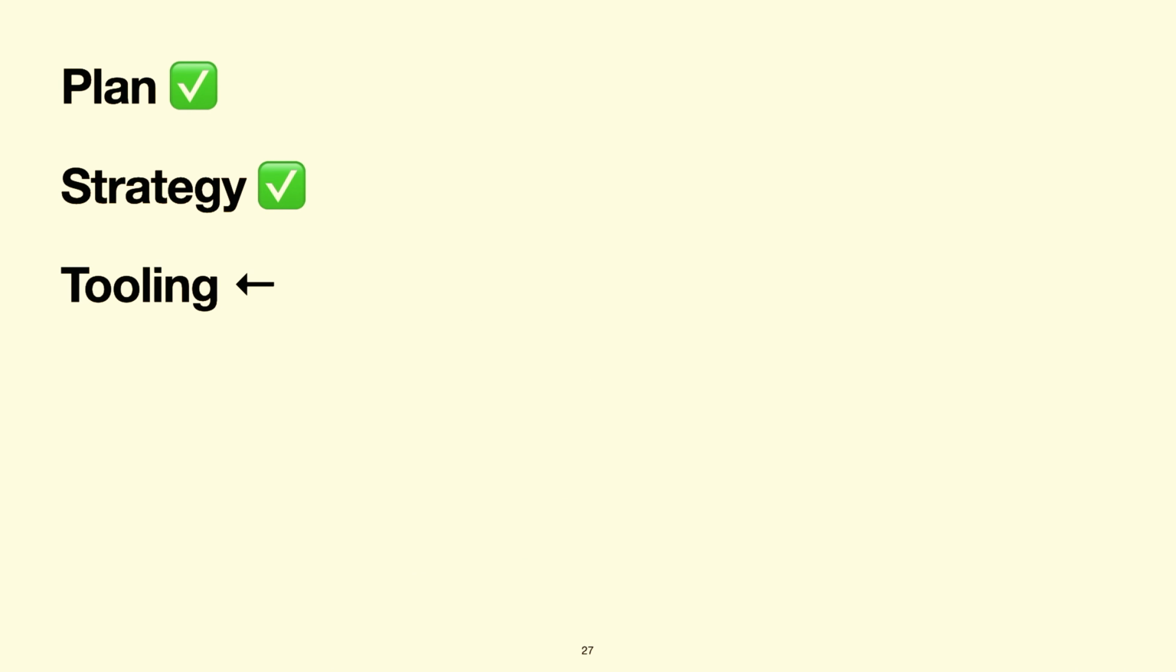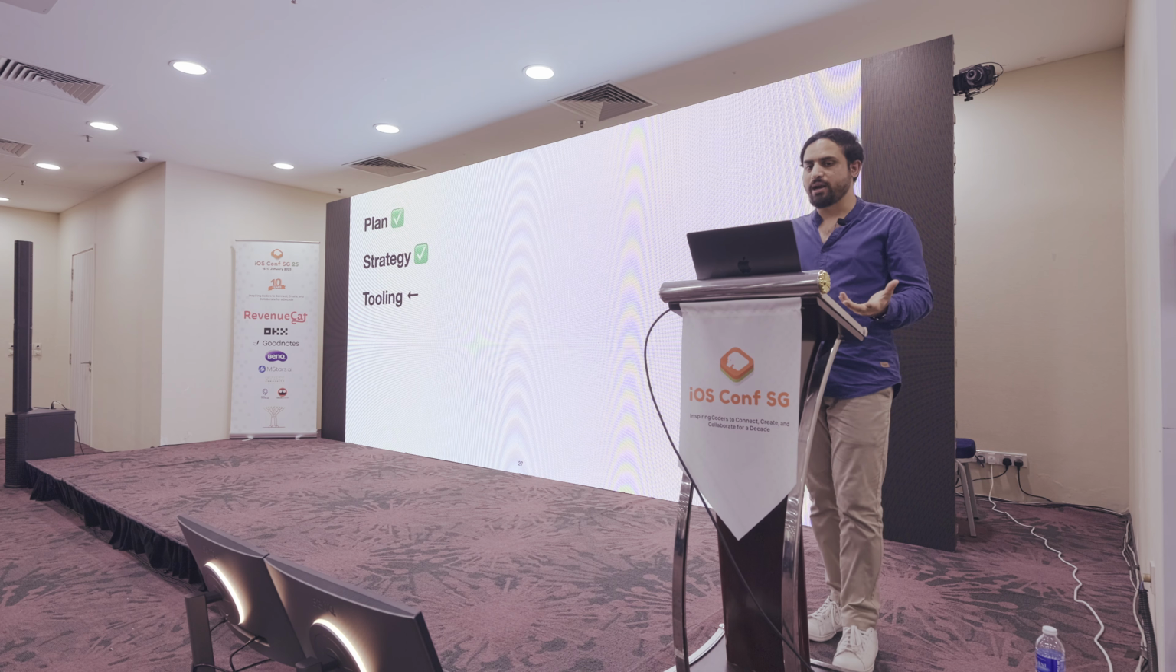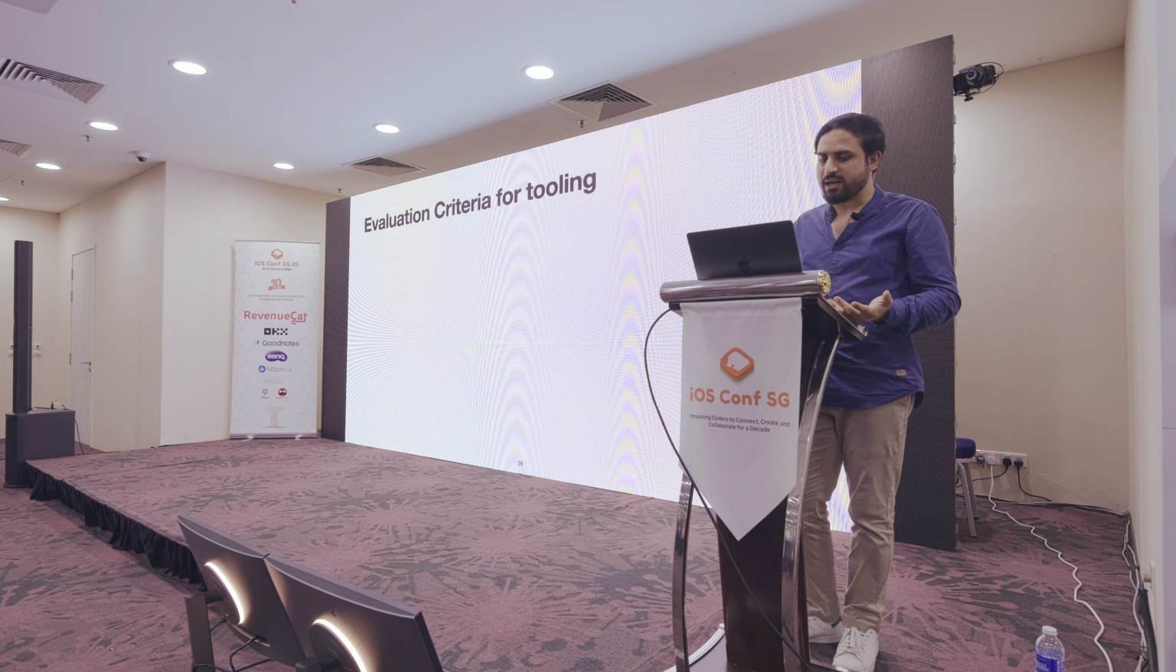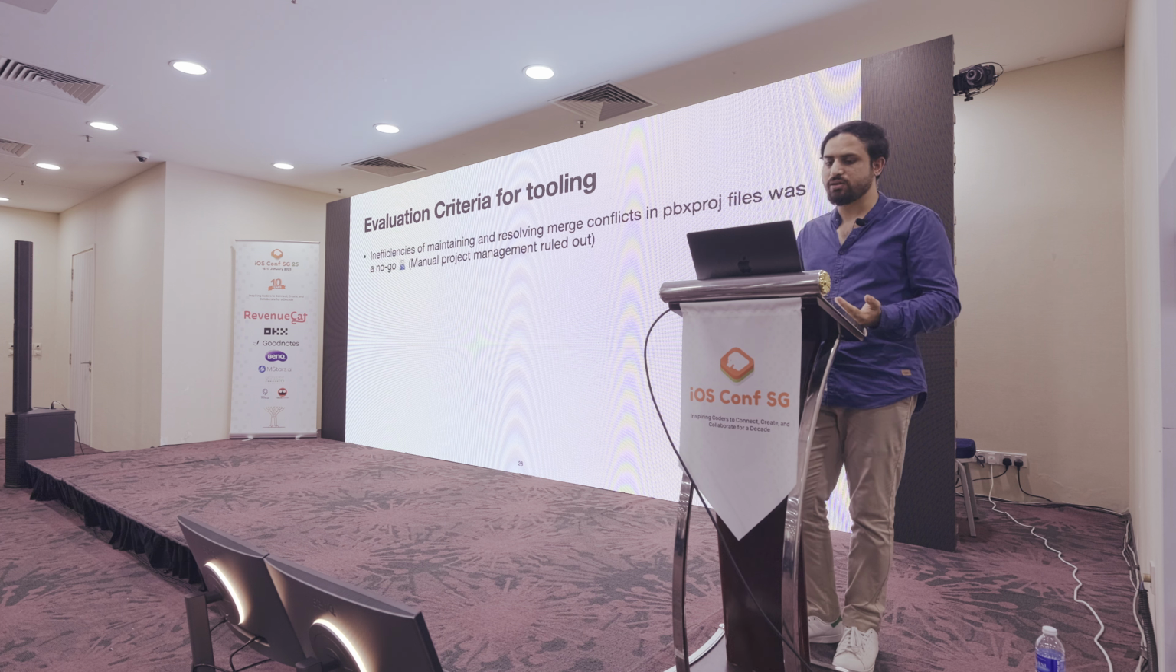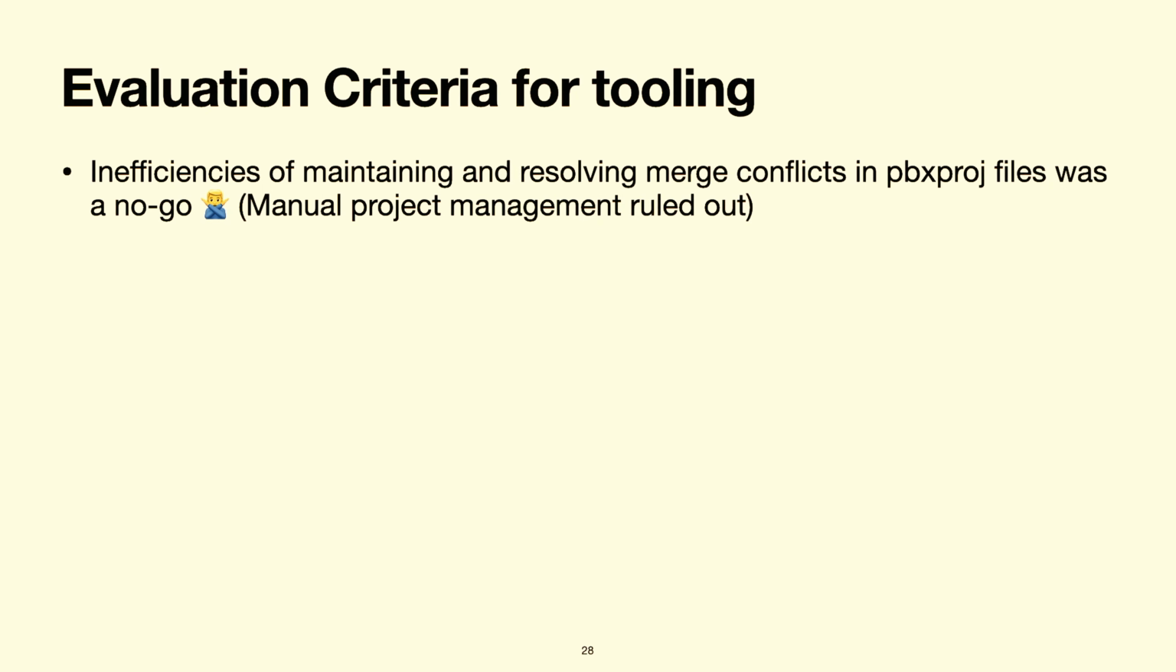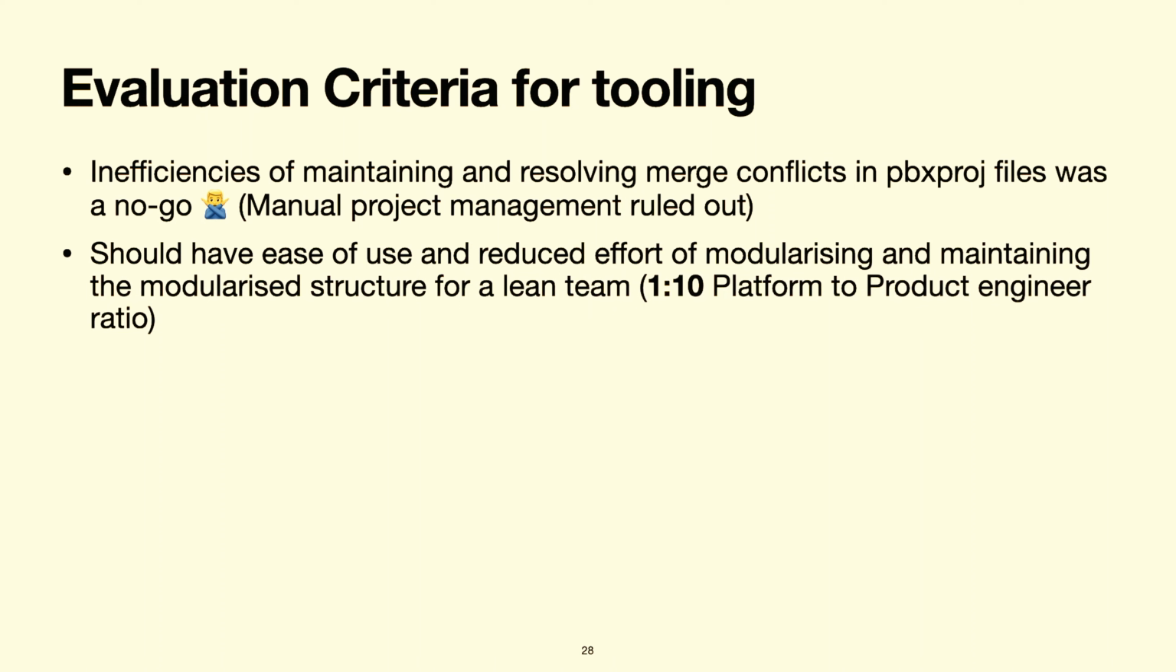So with the plan and strategy out of the way, we wanted to get back to the tooling. With these strategies in mind, we started to evaluate our options. Our considerations mainly were that any inefficiencies of maintaining and resolving merge conflicts in project files was a no-go. So that basically took the manual approach out of the window. And then we wanted to have the ease of use and reduced effort of modularizing and maintaining the modularized structure for a lean team like ours.